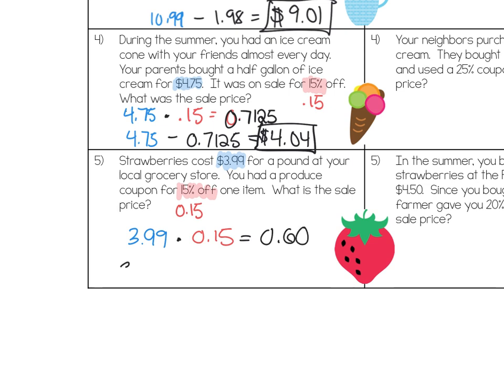So I'm going to take the $3.99 of my original price of the item, and now I'm going to subtract out the 60 cents. So $3.99 minus the 60 cents is equal to the new price of the strawberries, $3.39. That is the sale price of the strawberries.